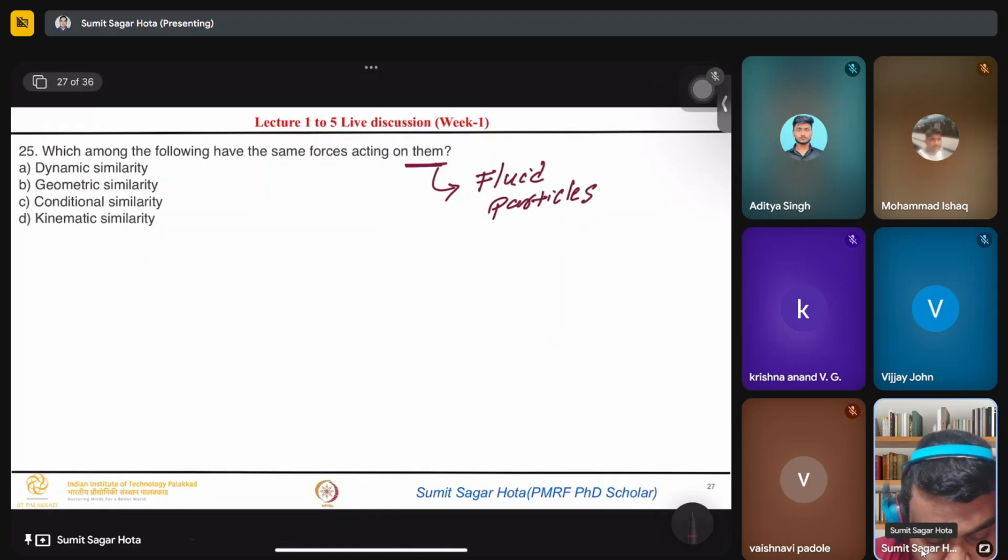Okay, so now what they are telling is same forces. So it's a kind of similarity question. If the same forces are applied, that means there is no geometric similarity, no geometrical conditions applied. There is no kinematic study or acceleration, nothing is there, so it's not kinematic. So there is only one thing left, that is the dynamic similarity.